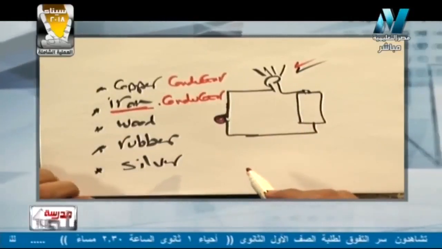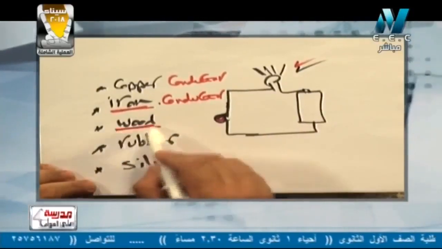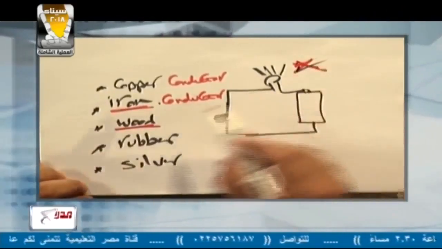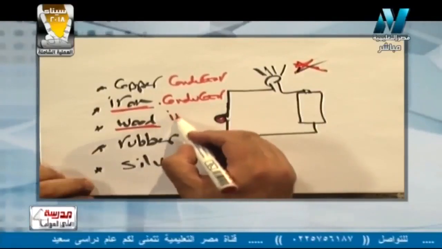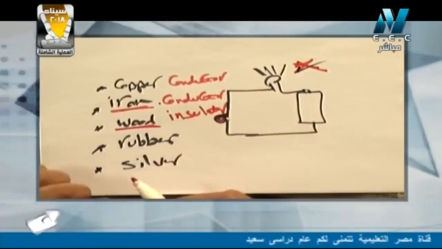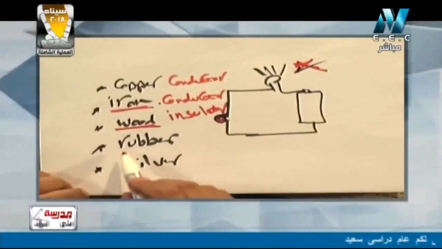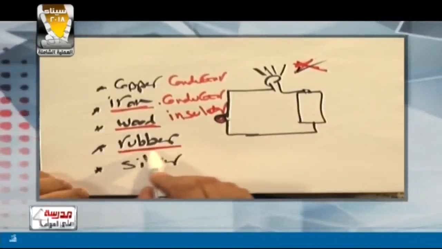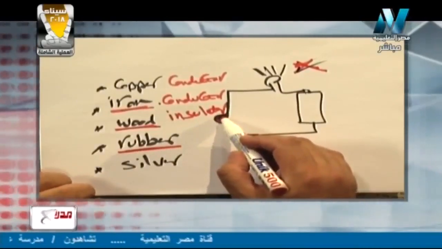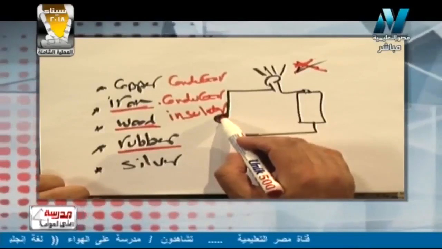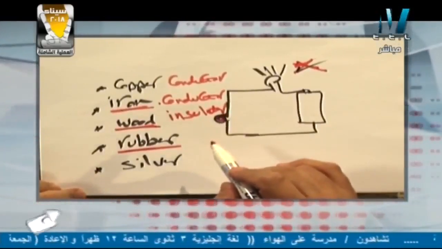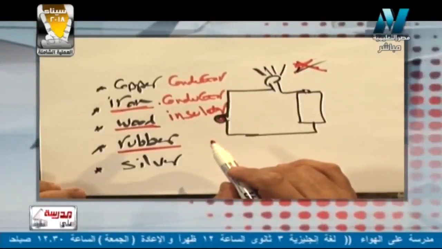So what happens if I replace the iron with wood? The lamp will not light. Why? Because the wood is an insulator. لأنه مادة عازلة للكهرباء. It doesn't conduct electricity. What happens if I put rubber instead of all of them? Also the lamp will not light. برضه اللمبة مش هتنور. Why? Because the rubber is an insulator of electricity. هو برضو مادة غير موصلة للكهرباء.